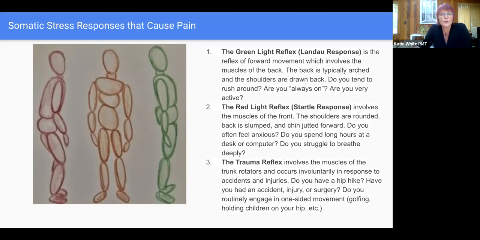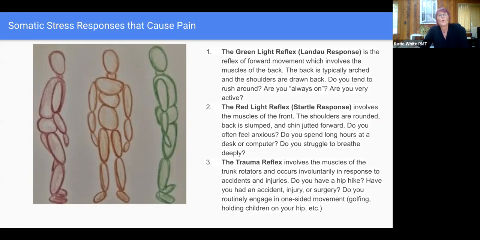And then the third reflex that we see is the trauma reflex. And this is all those trunk rotators. It is often an involuntary response to accidents and injuries, but it also can be caused from habitual standing on one leg, or if we are avid golfers, or even carrying your child on the same hip all the time, we can get into this stress response. And with this one, we'll often see scoliosis happening.